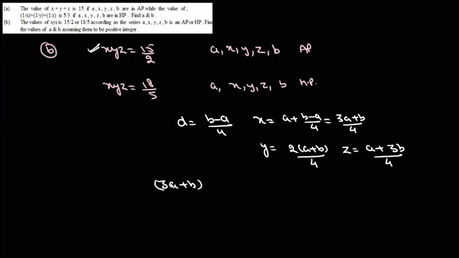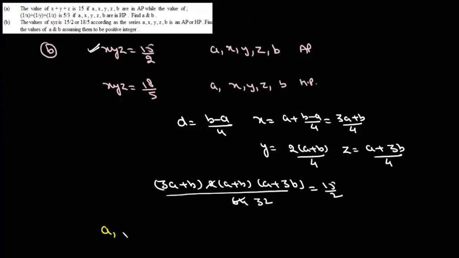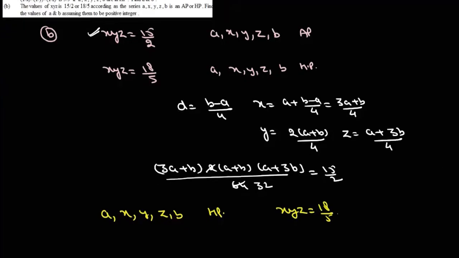So if we multiply x, y and z, we'll get (3a + b) into 2 times (a + b) into (a + 3b) upon 64. It is equal to 15/2, and this divided by 32. Now it says if a, x, y, z and b are in HP, then x into y into z is 18/5.